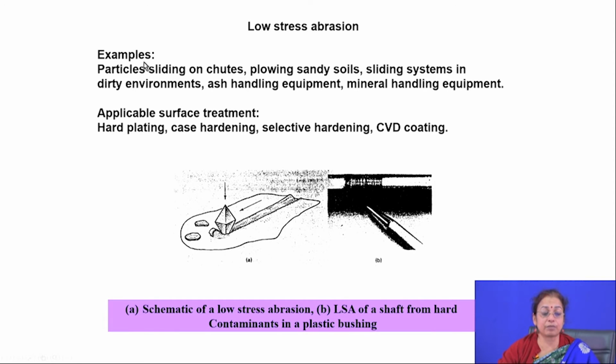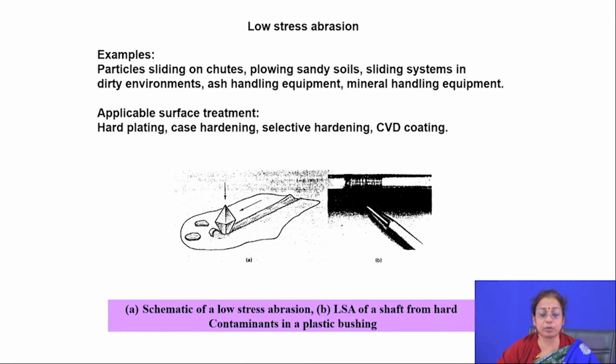So, the typical examples are particles sliding on chutes, ploughing in sandy soils, sliding systems in dirty environments, ash handling equipment and mineral handling equipment. In all cases you see that the stress is quite low, but a very hard surface is moving over the soft surfaces. This is the low stress abrasion phenomenon.